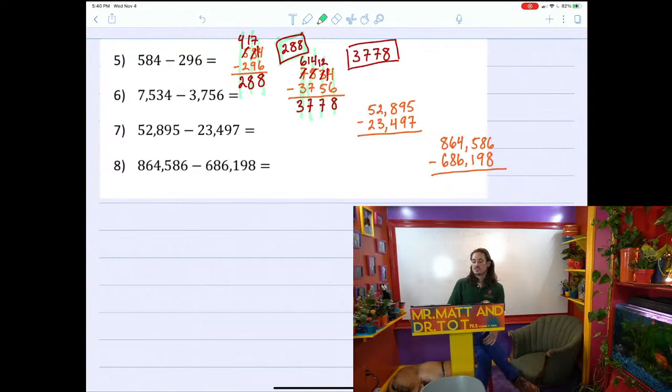So 7,534 minus 3,756 will result in a difference of 3,778.